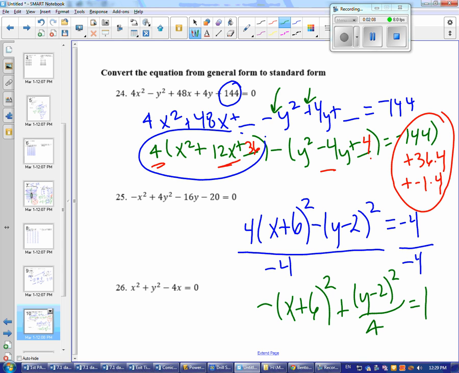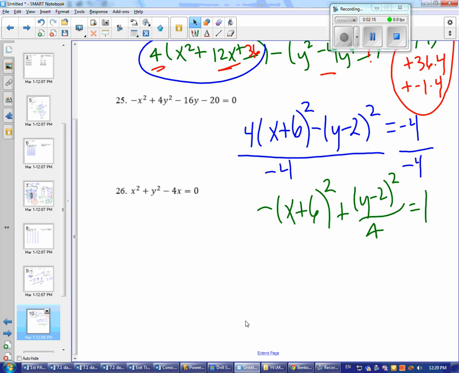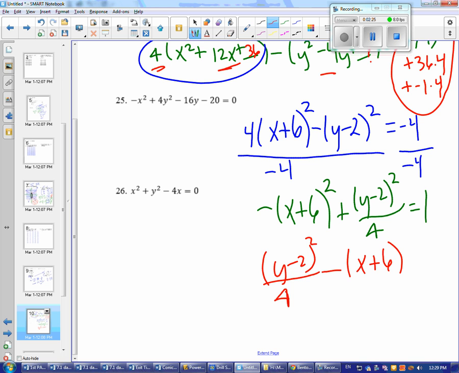This is a hyperbola because there's one positive and one negative term, and it's a vertical hyperbola because if I write it as subtraction, I have to write the y term first minus the x term. So that gives me a vertical hyperbola, something to think about if you're asked to graph.